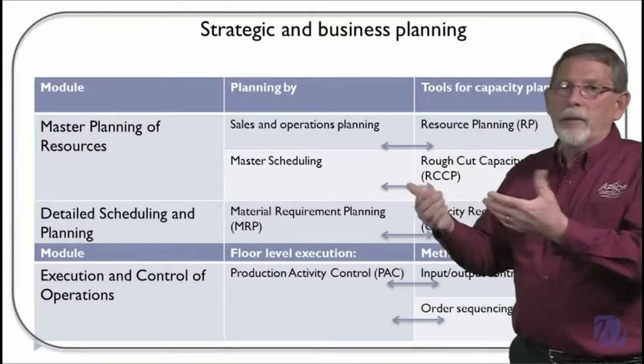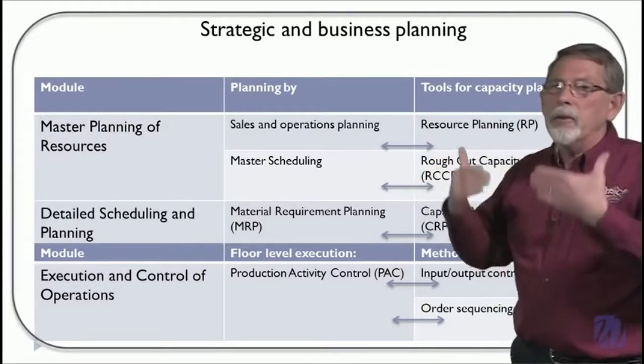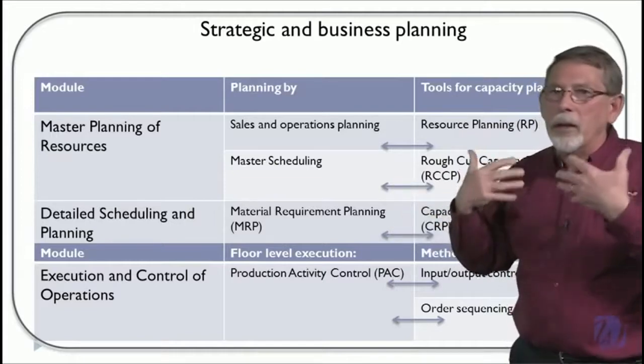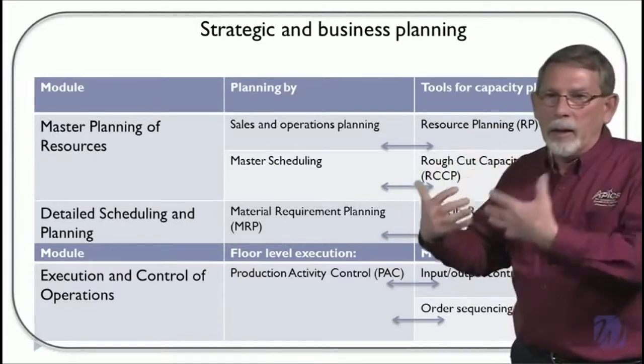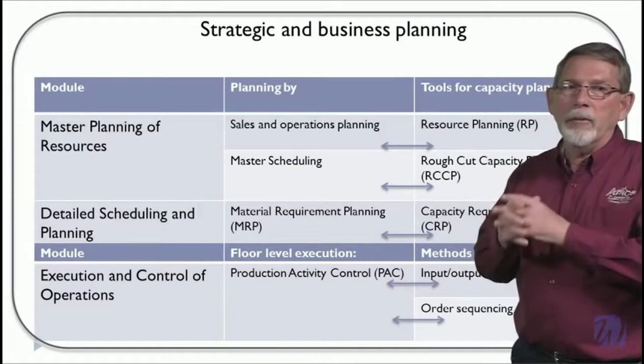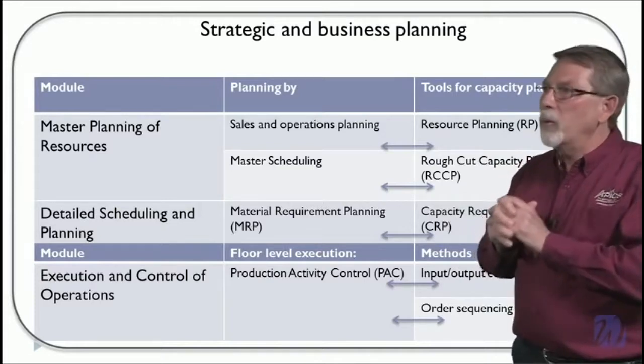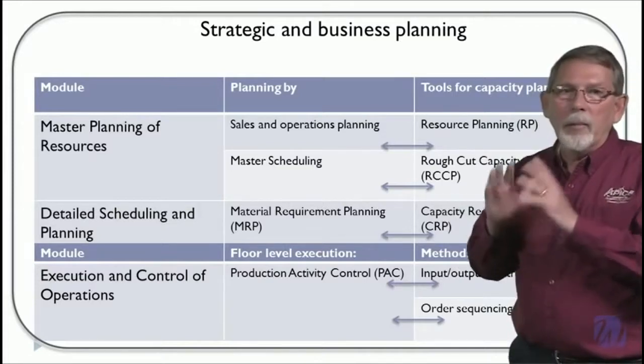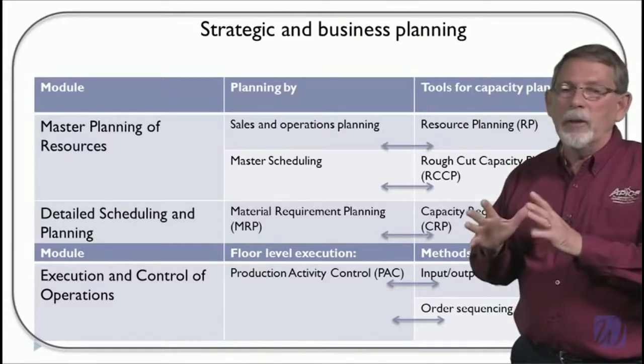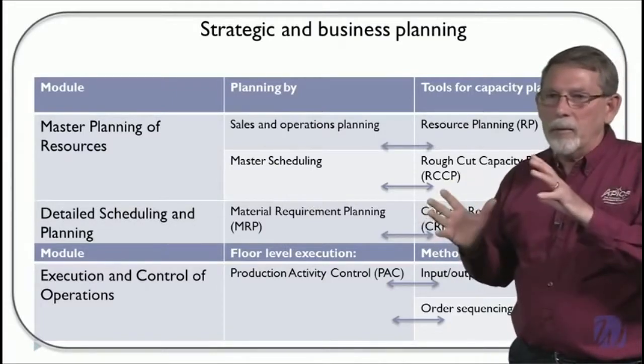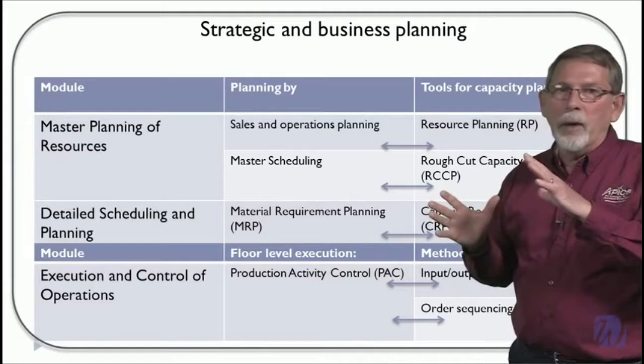Once we have that, then we can break that down into functional requirements. Functional meaning like sales and marketing, like operations, like finance, and so on. And the way we do that is we look at the master planning of resources. That'll be our first content module.